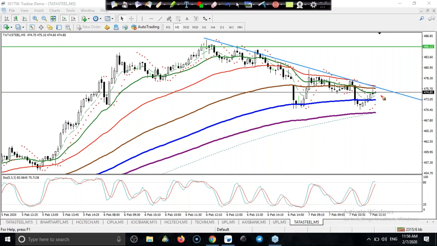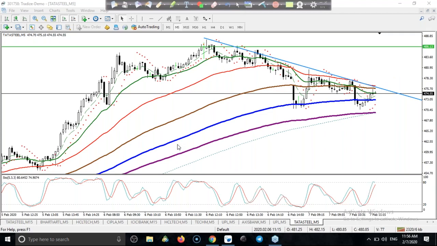Now every criterion is being fulfilled here. Stochastic has already given a buy signal, but we have seen there is a resistance line, so we are looking for a breakout, right? Once the breakout happens, we will buy. Among the 10 stocks, we have seen 7 stocks already showing us buy and sell.